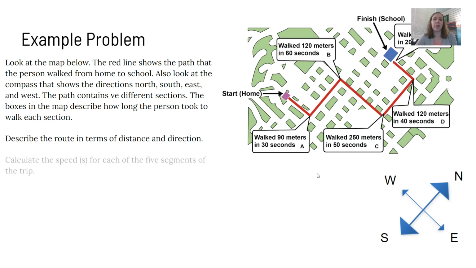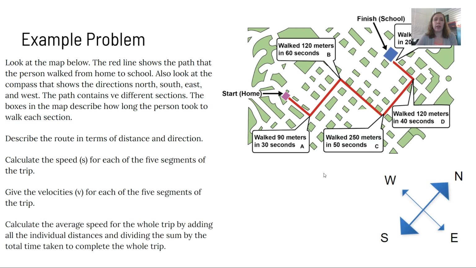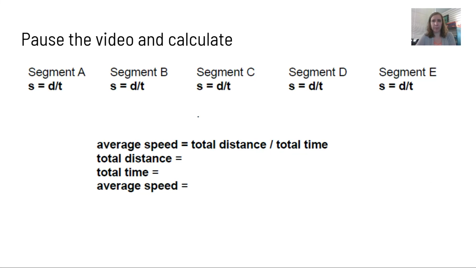Describe the route in terms of distance and direction. Calculate the speed for each of the 5 segments of the trip. Give the velocities for each of the 5 segments. Calculate the average speed for the whole trip by adding all the individual distances and dividing the sum by the total time taken to complete the trip. Okay, so pause the video and find the speed for each segment, and then find the average speed, total distance divided by total time.